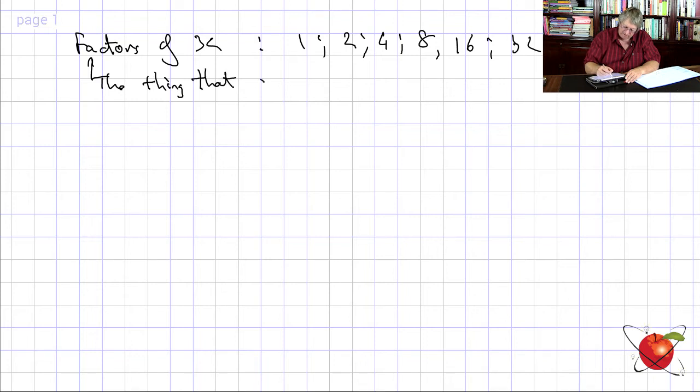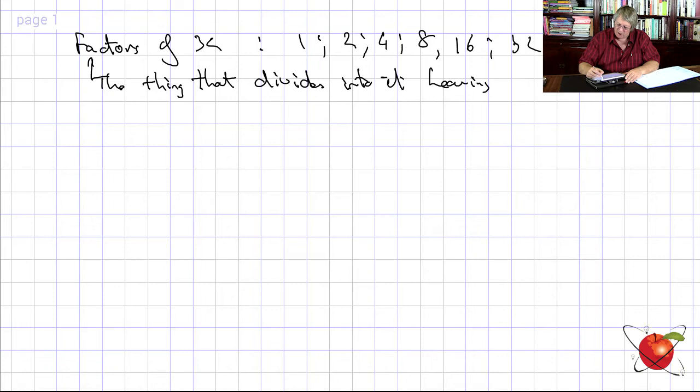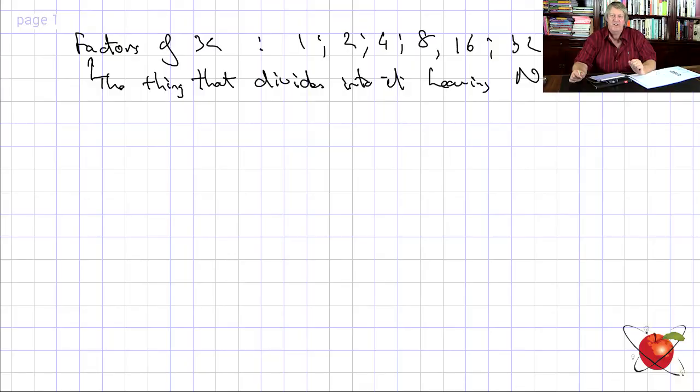that divides into it, leaving no remainder. So, for example, 8 is a factor of 16, it divides in exactly twice. 16 is a factor, it divides in exactly once. So a factor is the thing that divides into something, isn't it? That's what we're looking for.